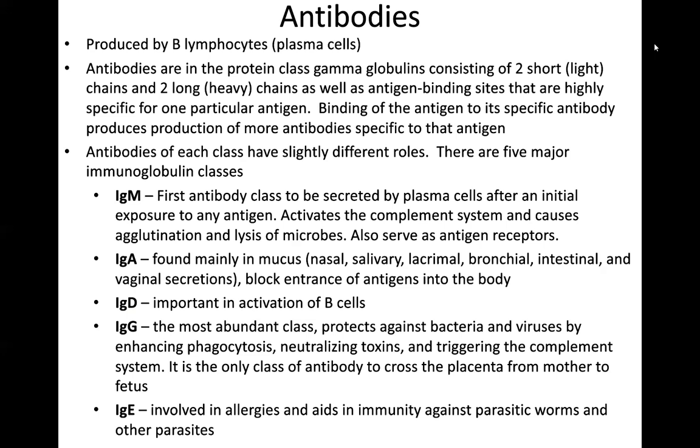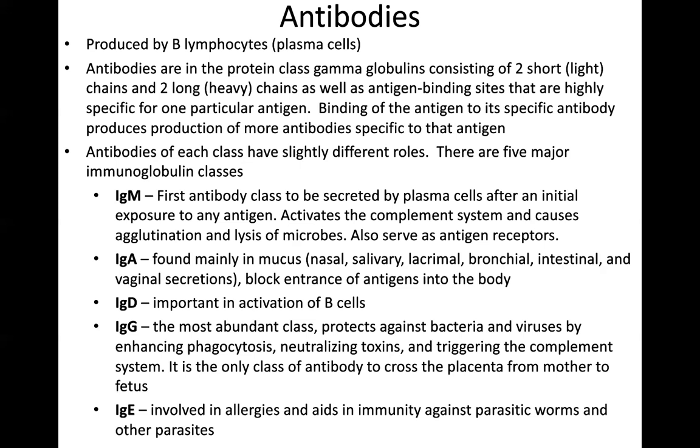IgMs are the first antibody class to be secreted by plasma cells after an initial exposure to any antigen. IgMs are going to help activate the complement system, which, remember, is that protein collection that works like a domino effect where one knocks down the next. And this is going to trigger agglutination, which is something we talked a lot about in our last lecture, and lysis, or breakdown of the microbes. IgMs also serve as antigen receptors, and we'll talk a little more about what agglutination and whatnot means in just a second.